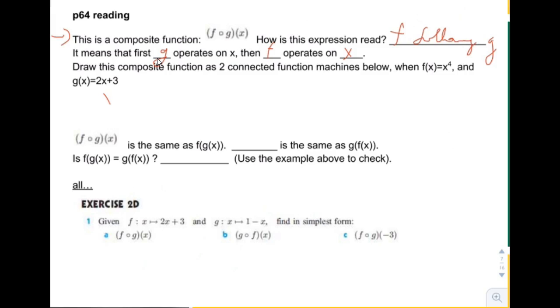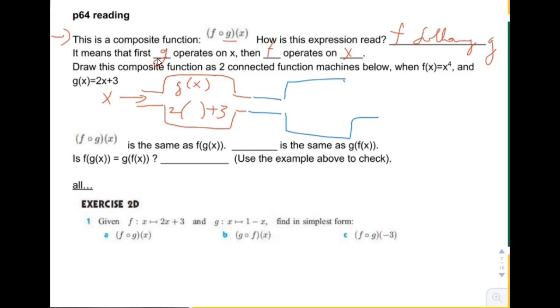So let's take your initial input, which is x, and then it gets fed into the first box of the function machine, which is, of course, g, right? G operates first. And the g of x function machine takes 2 times the input and adds 3. And then the next box, which is the f box, takes the output of the g box and it takes the fourth power of whatever comes in here. Okay?